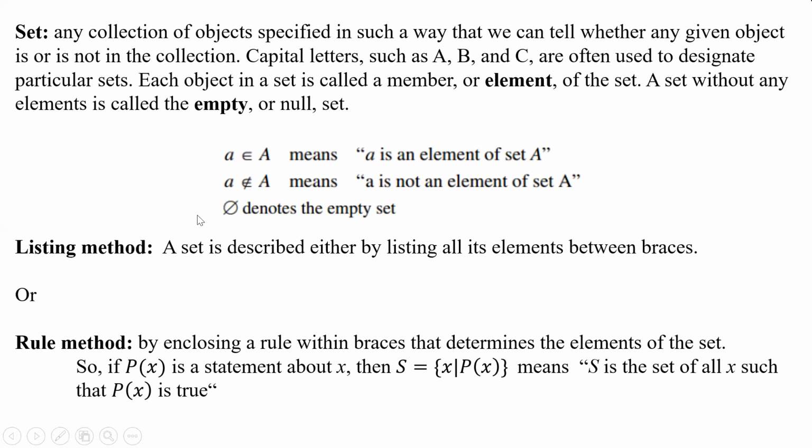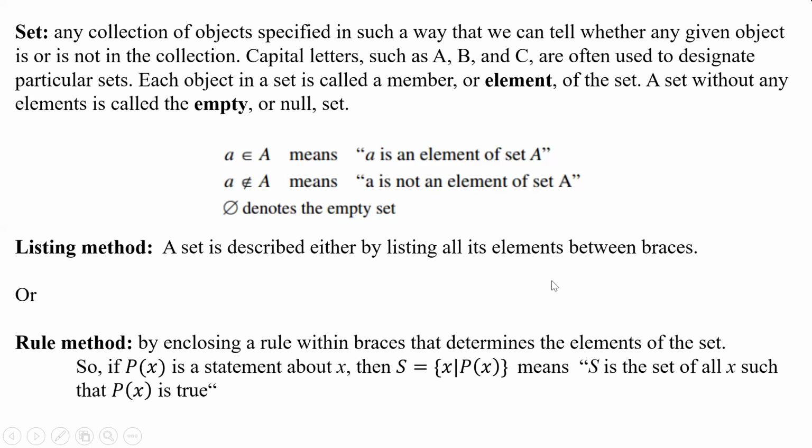Now, there's two ways we can list sets. One is the listing method. Basically, a set is described by listing all of its elements between braces, or the rule method, which is by enclosing a rule within braces that determines the elements of the set. So if P of x is some statement about x, then the set S is the set of all x such that P of x is true. So that's how that works. So this is one way to do it.